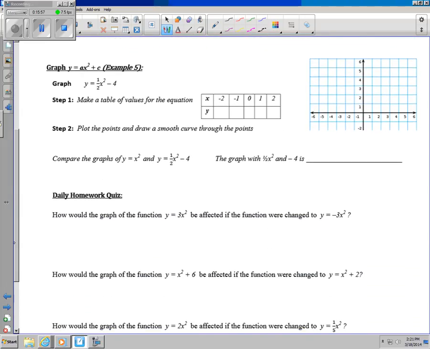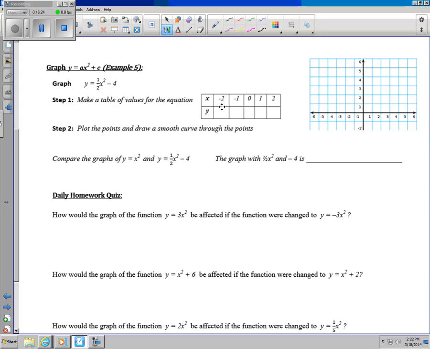Okay? Let's look at our next one, example 5. We're going to have a little of each. We're going to have an A and we're going to have a C, so we're going to affect the width. Obviously with my 1/2, since my A is getting smaller, my parabola is getting wider. And I have a -4 here for my C, so my graph should shift downward along that y-axis. So let's make a table of values and see where we end up.